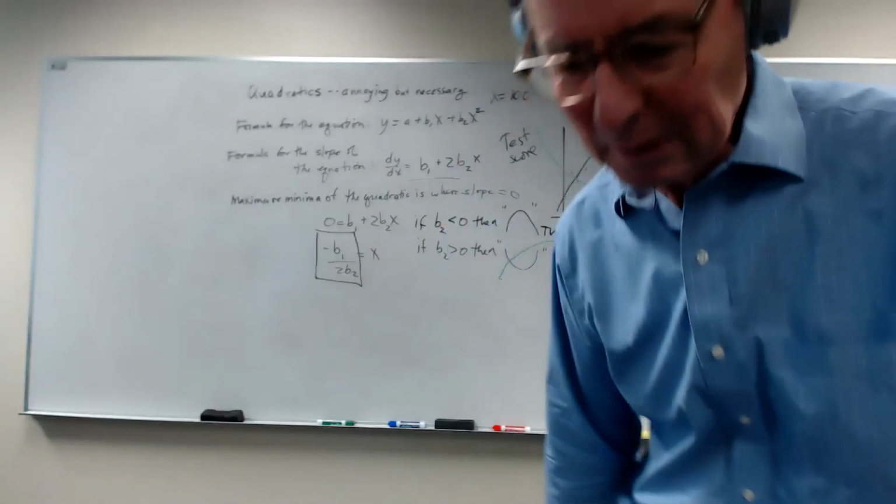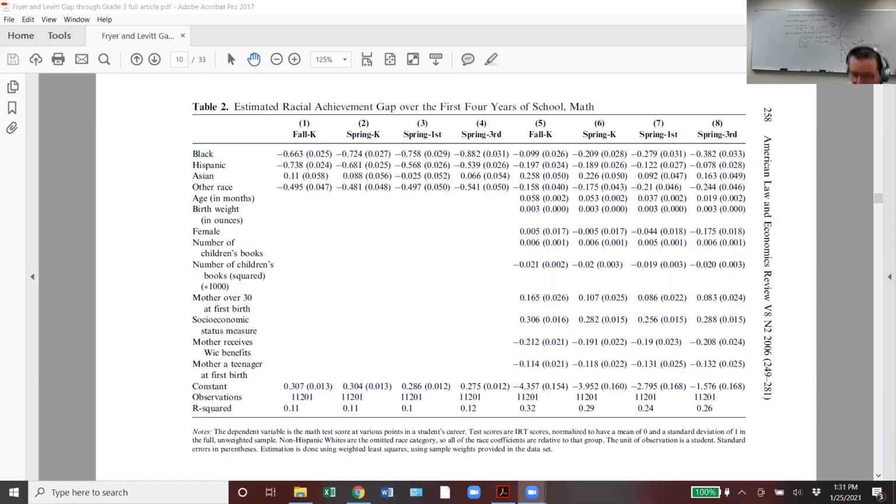Yeah, so let's think about that. Let me share my screen here for a second. All right, so you should be able to see the Levitt and Fryer table 2. You were instructed to look at column 5, fall kindergarten math scores in this case. The equation was, I'll pick this up.